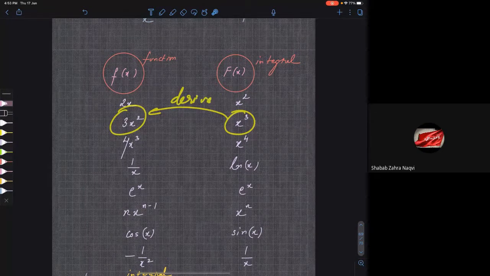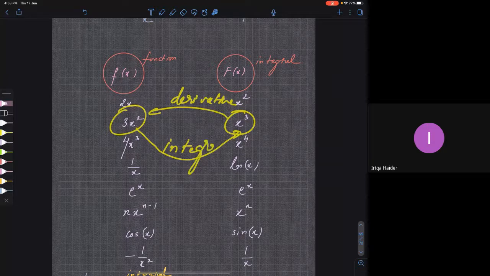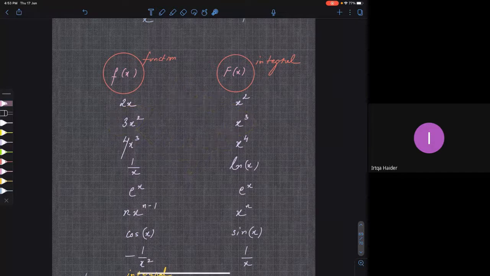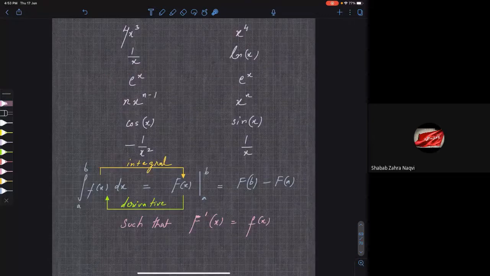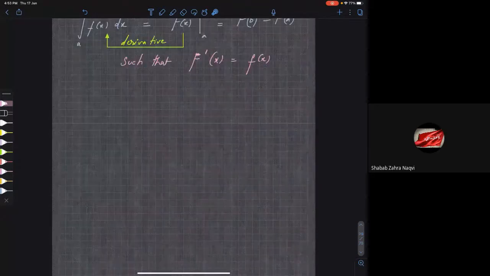3x square. That means the integral of 3x square is x cube. Are you getting my point? Yes, sir, it's reverse. So I'll give you one example and I'll leave. Tomorrow I'll discuss.